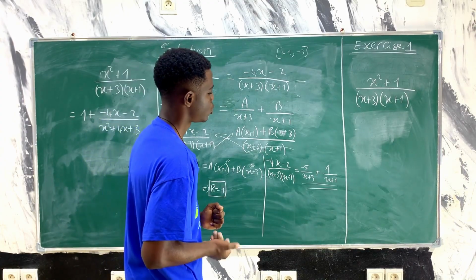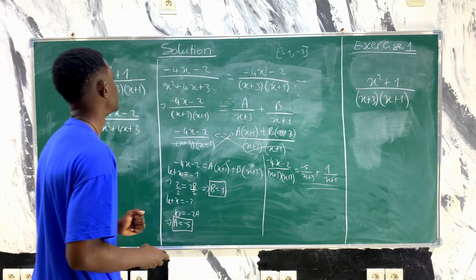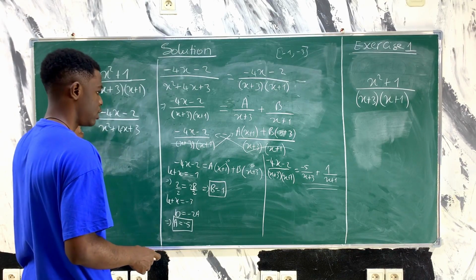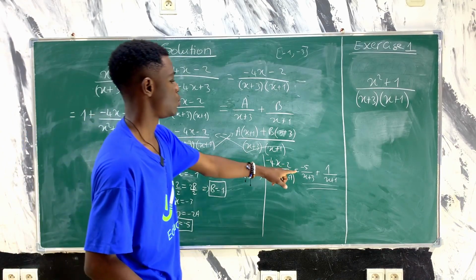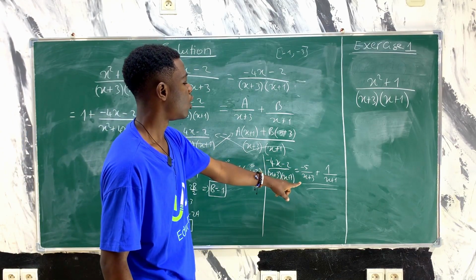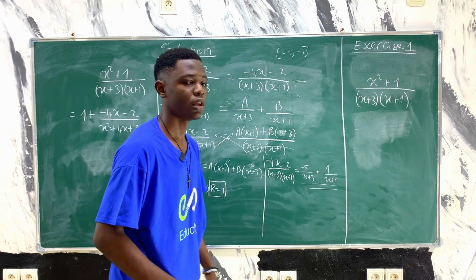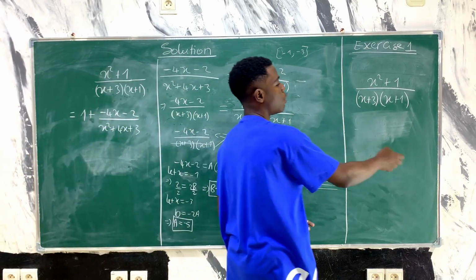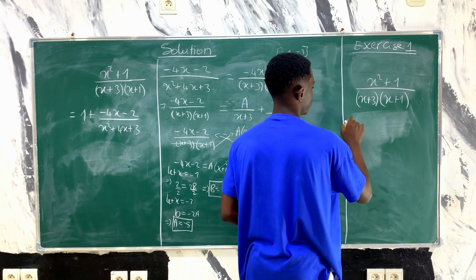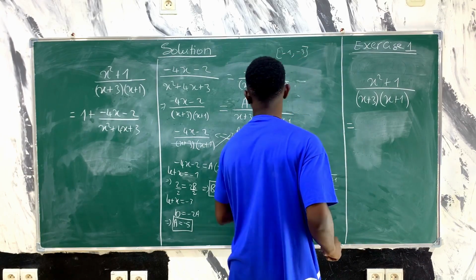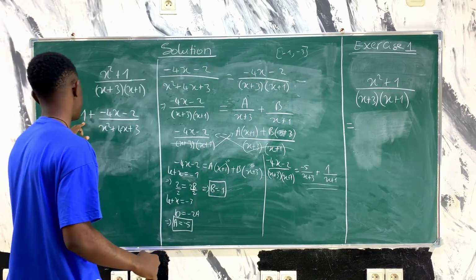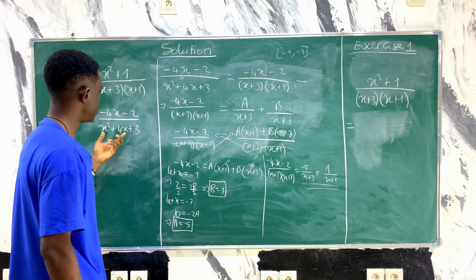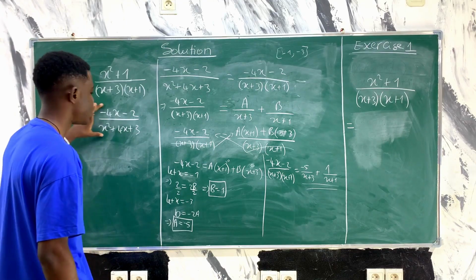So what is the total final answer? The total final answer will be this, which is equal to 1 plus this, which is -5 on x plus 3 plus 1 on x plus 1. So write your final answer as, you copy this back, it will be equal to, I'll just put the equal to sign under and write the final answer. So the final answer is 1. And this one, let's remember, comes from our long division. Coming from our long division, we have this as the answer.